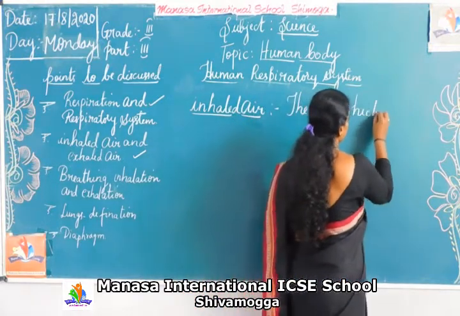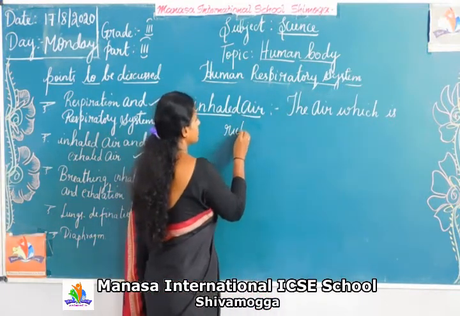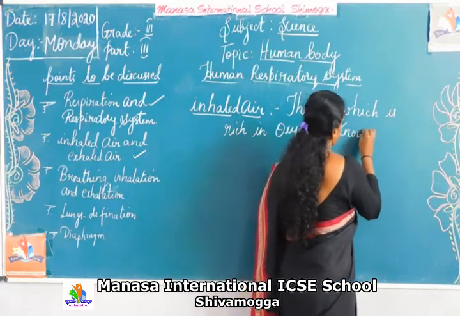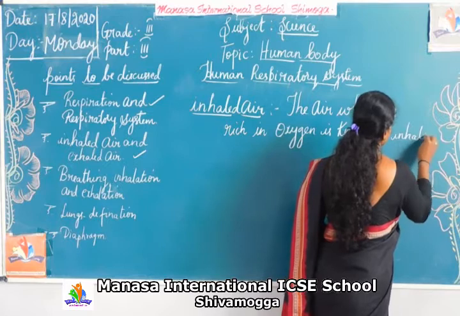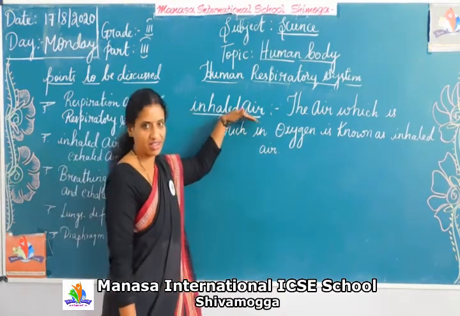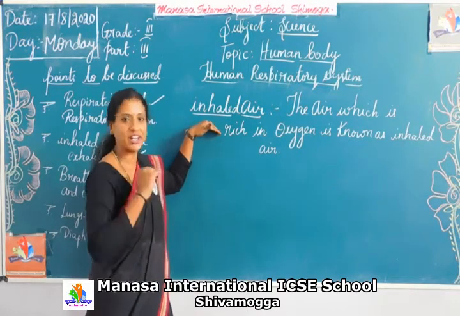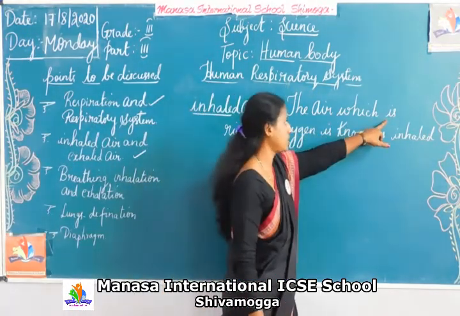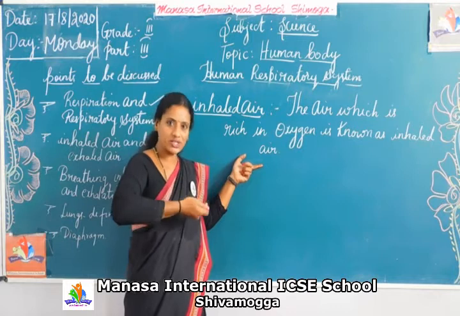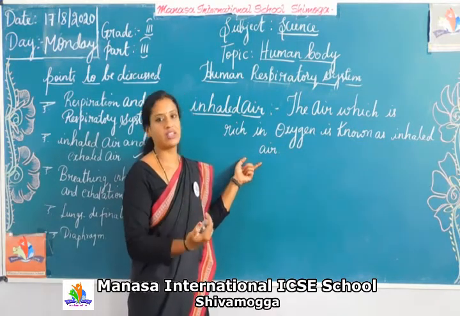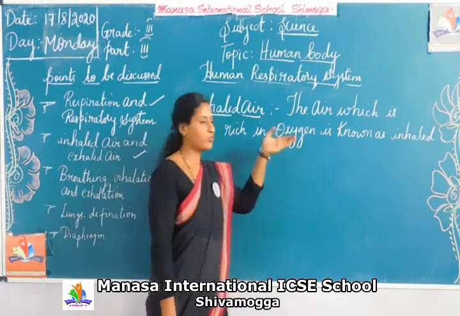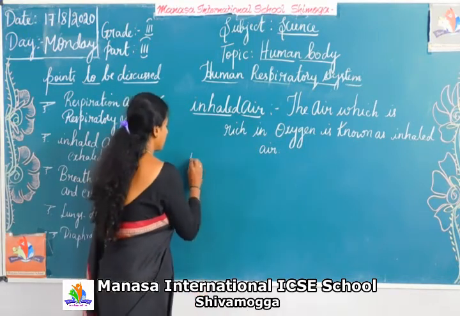which is rich in oxygen is known as inhaled air. Is it clear? I'll repeat. What is inhaled air? Inhaled means the air which is getting inside our respiratory system. The air which is rich in oxygen is known as inhaled air. Of course, when we inhale, when we take air from the atmosphere, it contains a mixture of different gases. Among that, if there are more oxygen molecules, that type of air is known as inhaled air. And what is exhaled air?